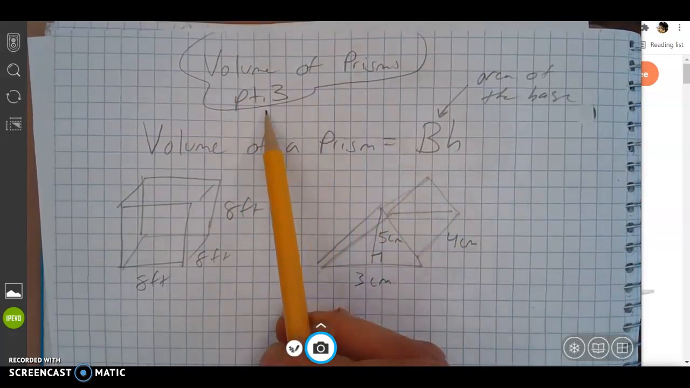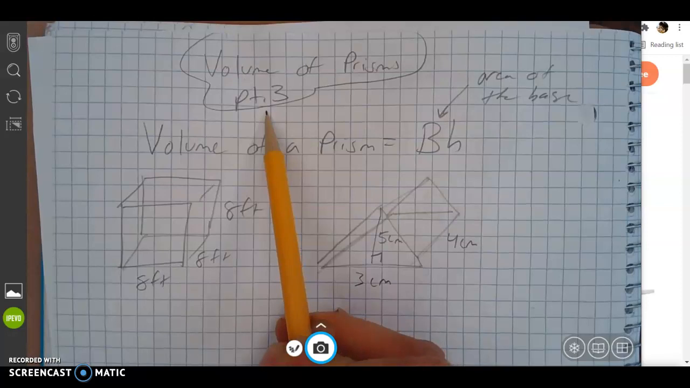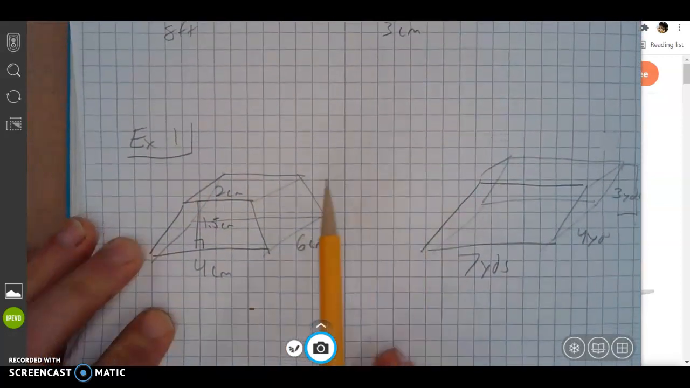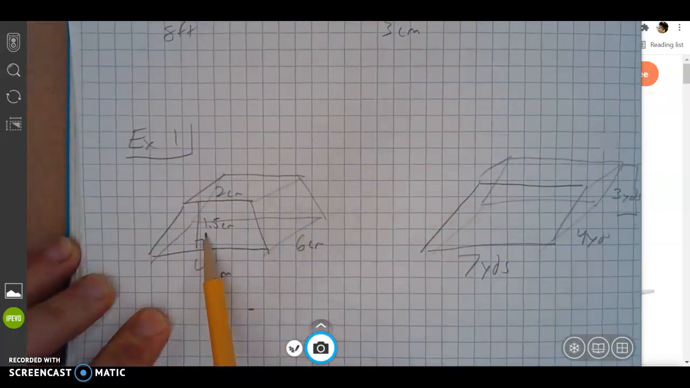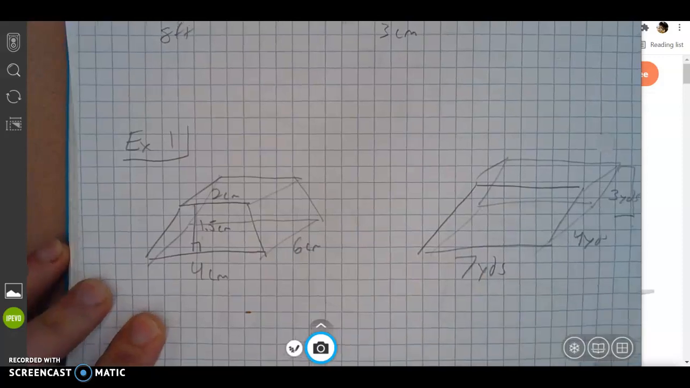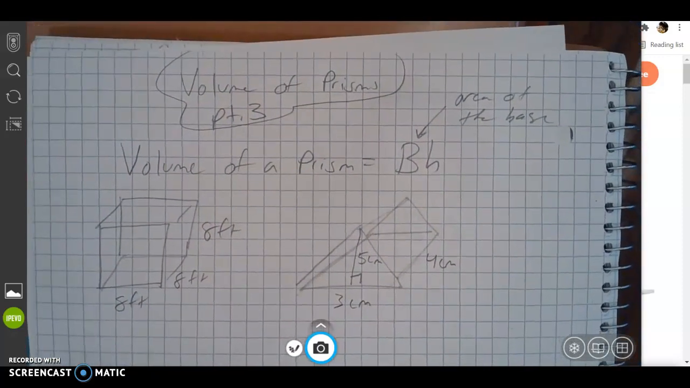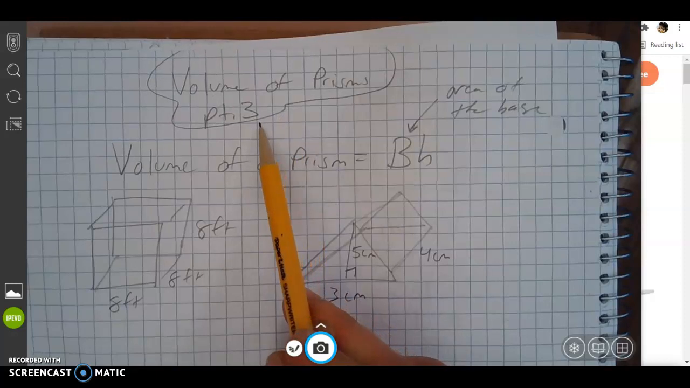Volumes of Prisms Part 3. Okay. So now we're going to do prisms with a trapezoidal base or a parallelogram base. That is what we're going to do first. So copy this down. Part 3.